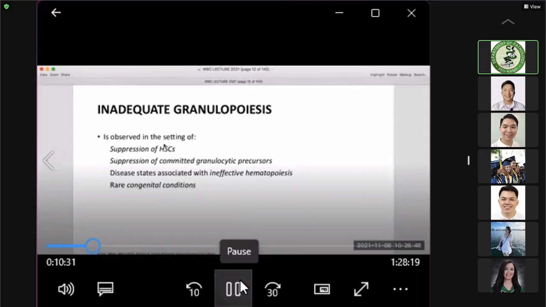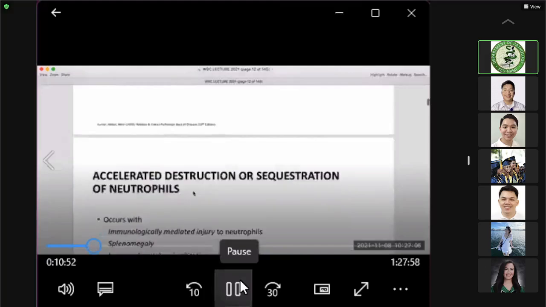Including suppression of hematopoietic stem cells, suppression of committed granulocytic precursors, or certain diseases that are associated with disruption of hematopoiesis, the production of white cells. And in certain rare congenital conditions, we get to observe this as well.